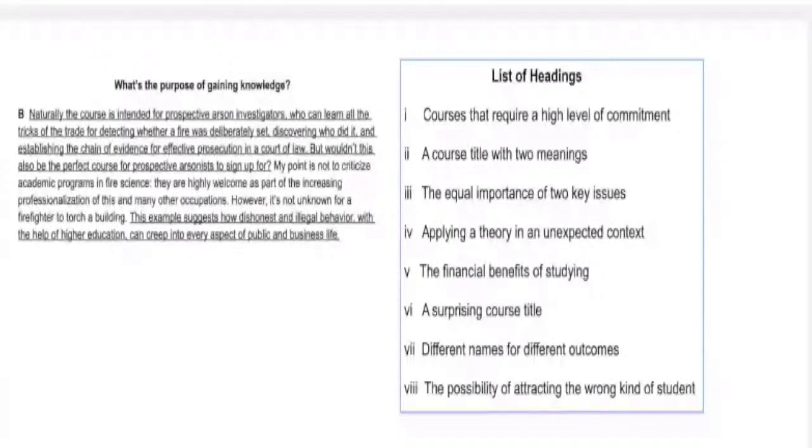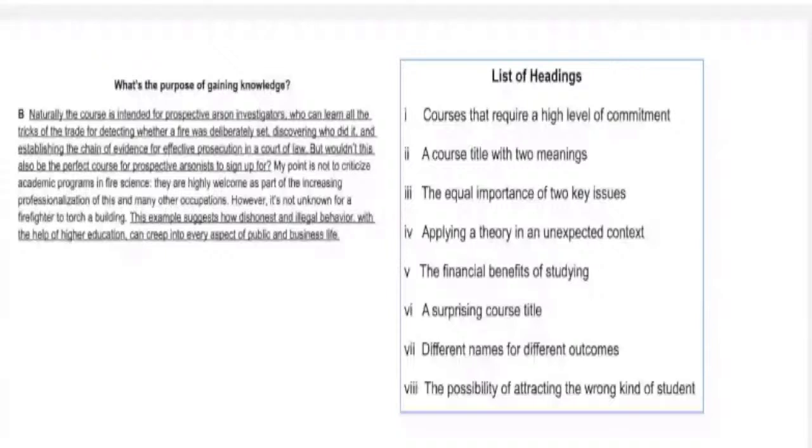Okay. So here, like here, you say, okay, you have just looked into the course, right? Course that requires a high level of commitment. Now, this is not a high level of commitment. We're not looking for a high level of commitment or the title with 2 meanings. There are no 2 meanings. It's just having only 1 meaning. But what does it say? That there is a chance of negativity.